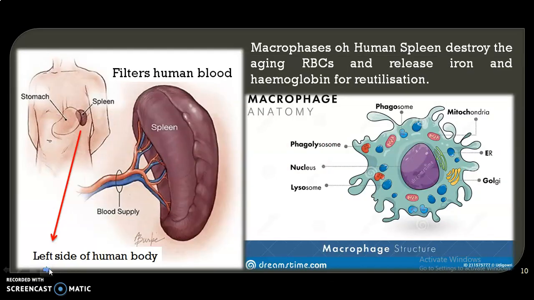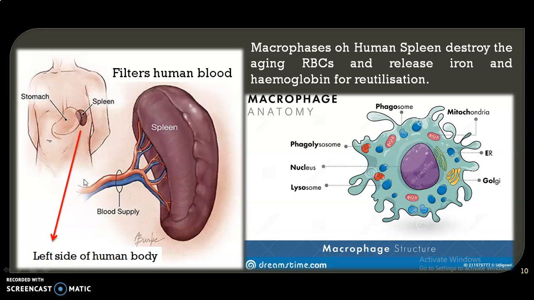And where is the spleen located? The spleen is located in the left side of human body. Here, next to the stomach. If you can see the cursor, if you can see the image, just pay attention to where I'm pointing the cursor at present. There is this small organ called spleen next to the stomach present in the left side of the body.